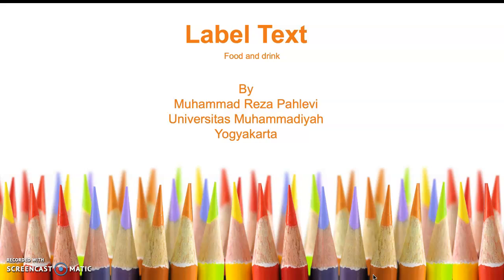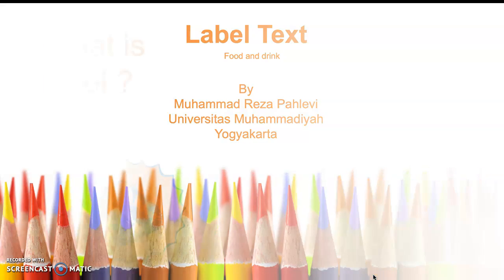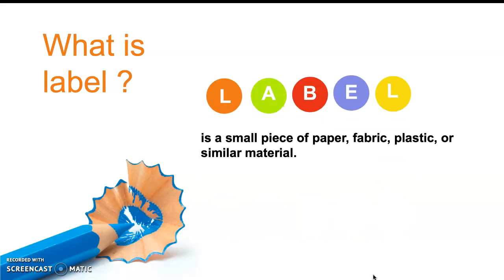Hello everyone, my name is Muhammad Reza Pahlevi and I am a student from University Muhammadiyah Yogyakarta. And today we are going to learn or talk about label text, but we only focus on the food and drink label. So what is label actually? Label is a small piece of paper, fabric, plastic, or similar material. That is the definition of label.